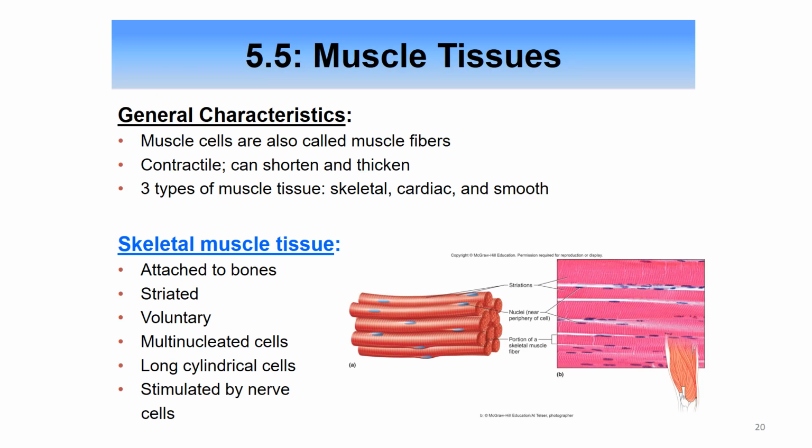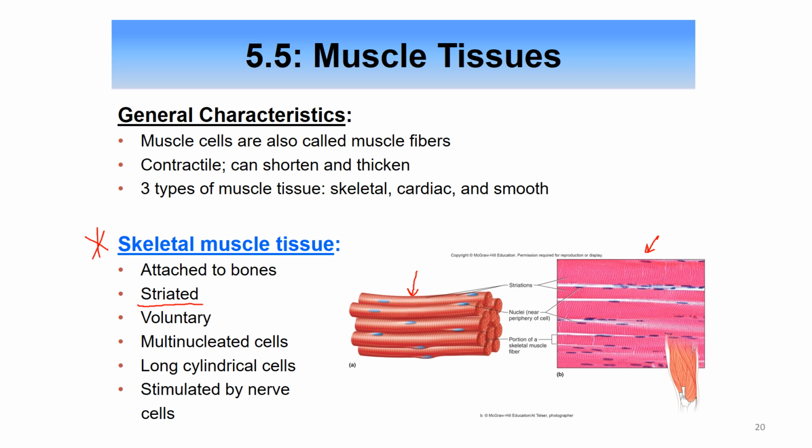Muscle tissues. There are three types: skeletal, cardiac, and smooth muscle tissues. Muscle cells are also called muscle fibers. Skeletal muscle tissues are attached to our bones. They're striated, meaning that there are very thin lines that go across these muscle cells or muscle fibers. As you can see on both of the pictures, those very thin lines going down. And so these striations are formed by how the actin and myosin proteins are arranged.